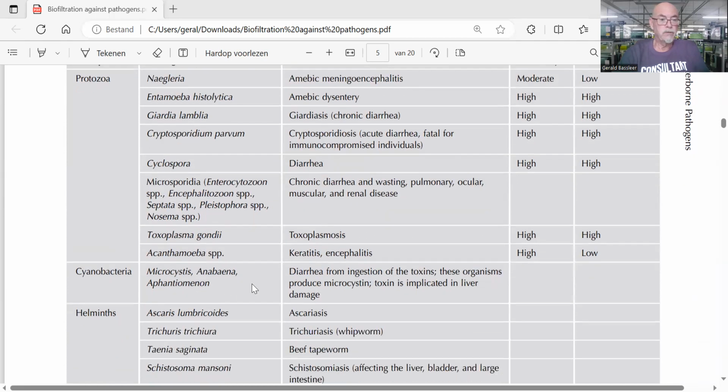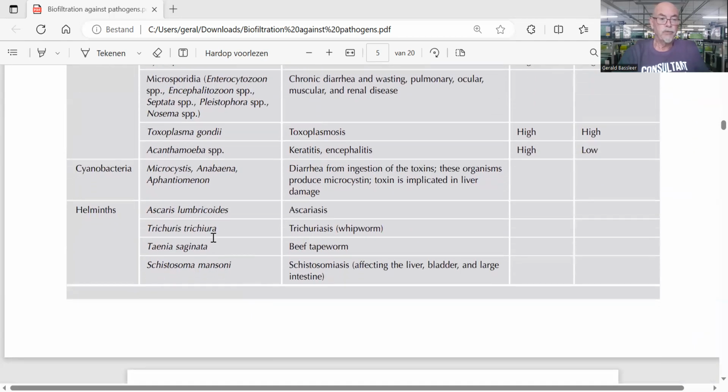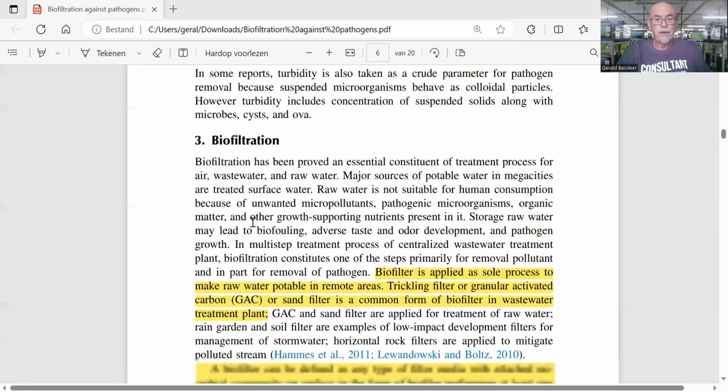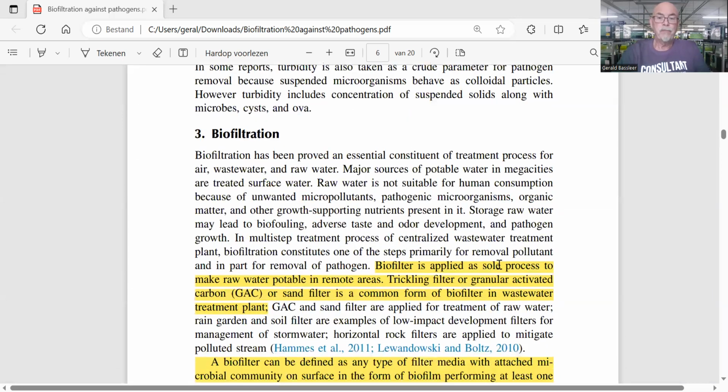cyanobacteria, and worms, helminths, those kinds of things, nematodes, that can cause problems for humans. But think about fish, about Spironucleus, Hexamita. Think about the nematodes, worms, bacteria. Biofiltration is applied as a sole process to make the raw water potable in remote areas for humans.